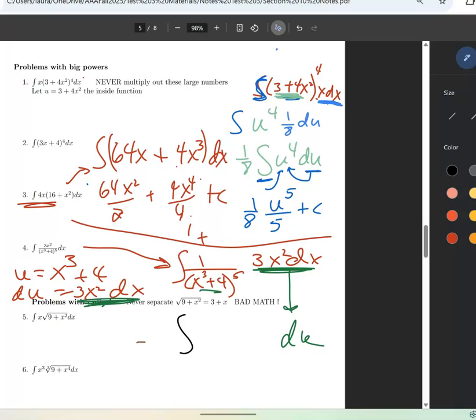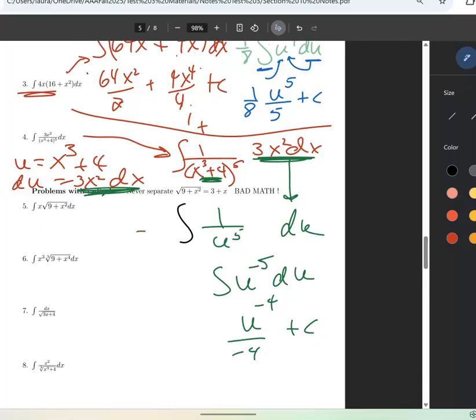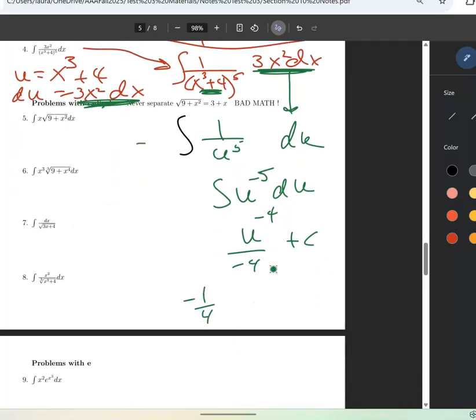And so now I'm going to put u into here, so I get 1 over u to the 5th. So take this and rewrite this as u to the negative 5. And remember, you increase the exponent. You add 1. And so this would give me a negative 1/4. Put the u's back in, u to the negative 4, plus a c. And you could write it in the denominator if you wanted to, or not. This is just fine.